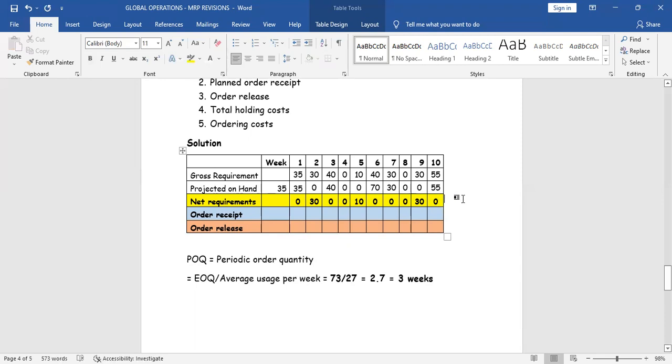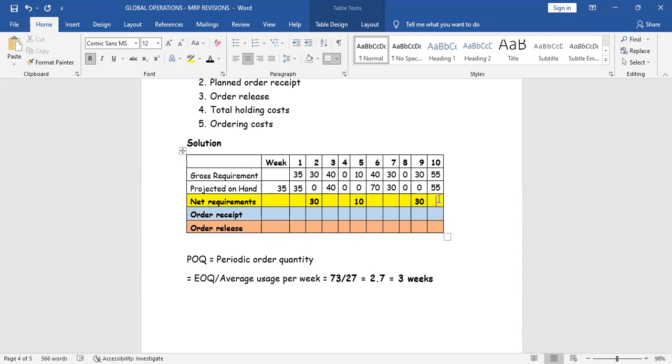Now, let's observe. So everywhere where we have a number, it simply means that we need to place an order. So we have got a number in week 2, we've got a number in week 5, and we've got a number in week 9. Okay, so we have 30.